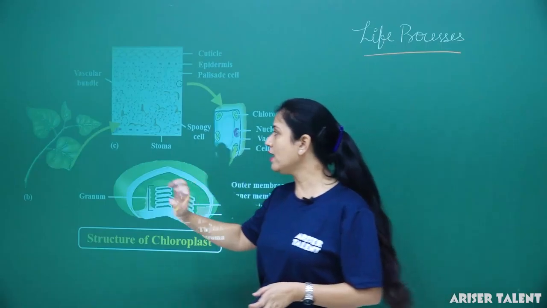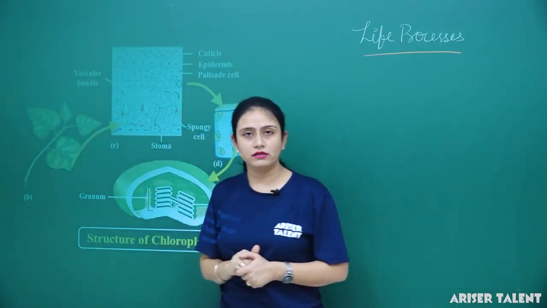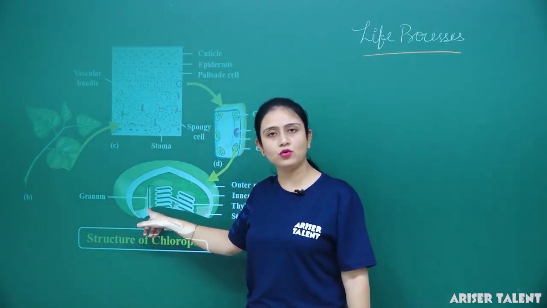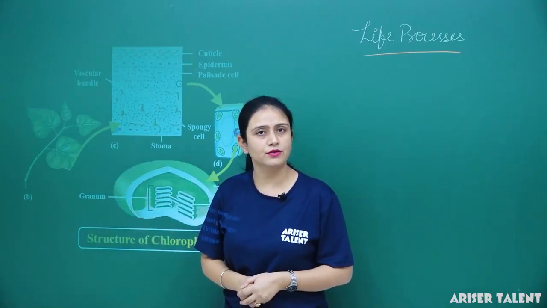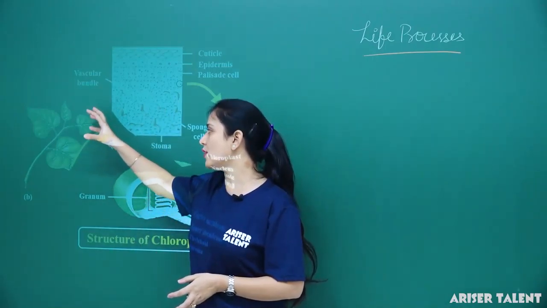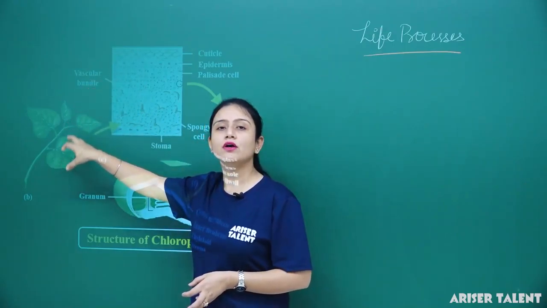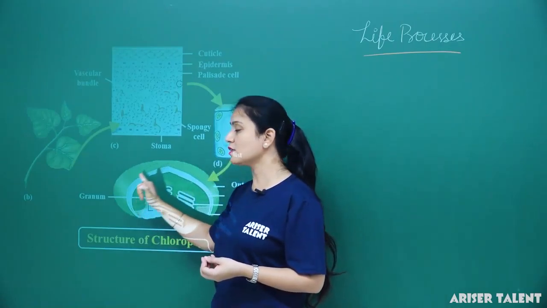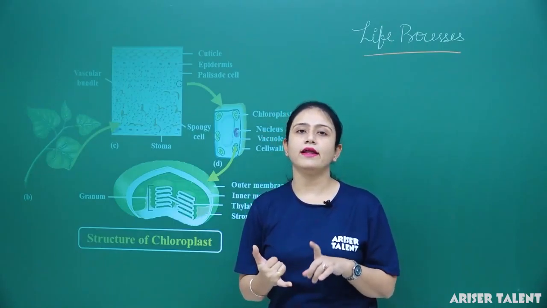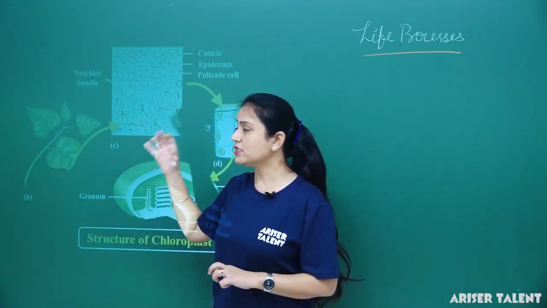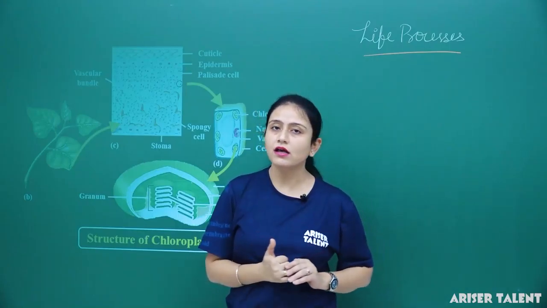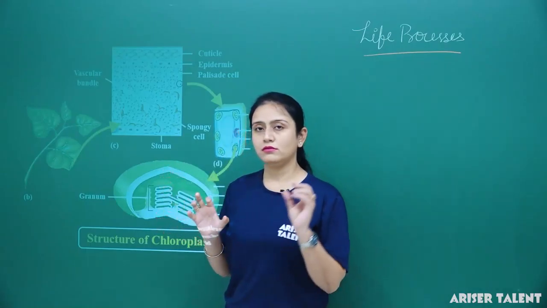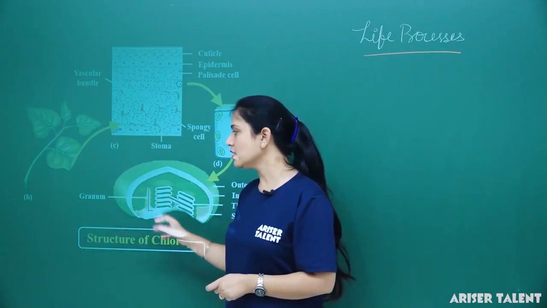Now what happens when the sunlight falls on the leaf? The green pigment which is present in the chloroplast absorbs the light. Especially we must say that chlorophyll absorbs the violet and blue colors of the spectrum, and then it reflects the green light. This is the reason it appears green to us. Now the actual light process of photosynthesis starts here.